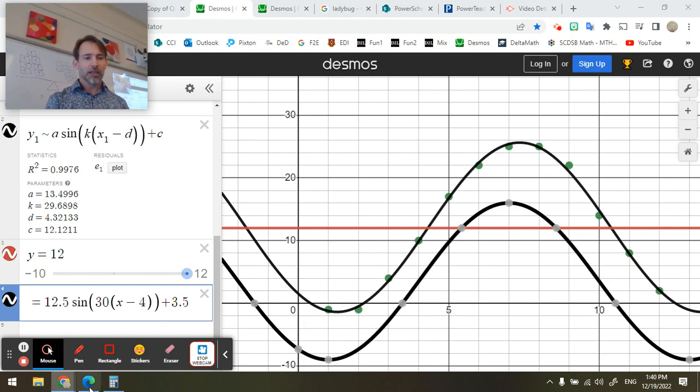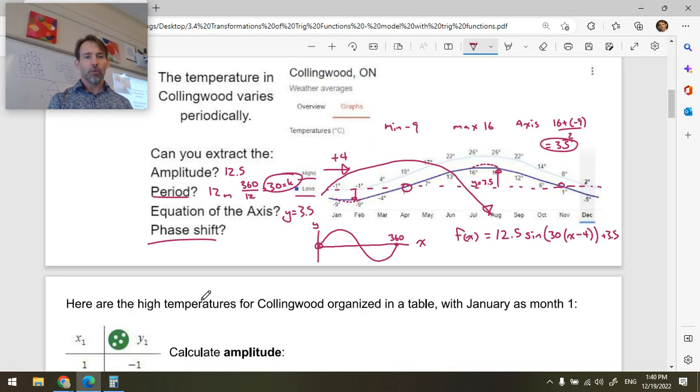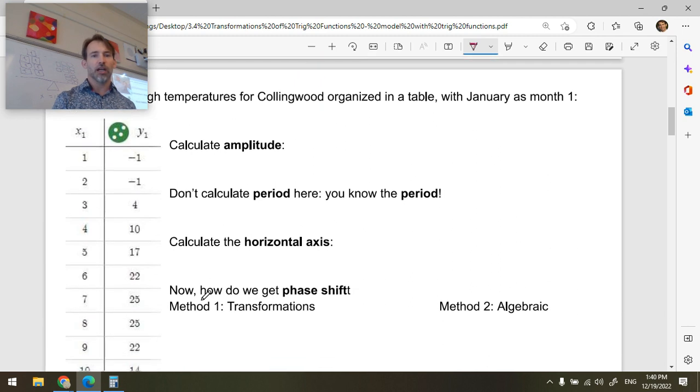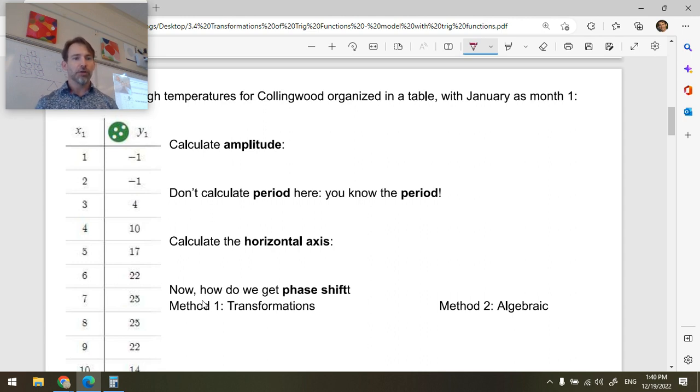Okay. Now, let's take a look at the other example where we have the high temperatures organized for Collingwood in a table as month 1. So here, if you went through, you would find that the amplitude is about 12 for this table. The period is 12 months. The fact that those two numbers are the same is an accident. One is A and one is K. It just so happens we have about 24 degrees of shift in our high temperatures over the year.